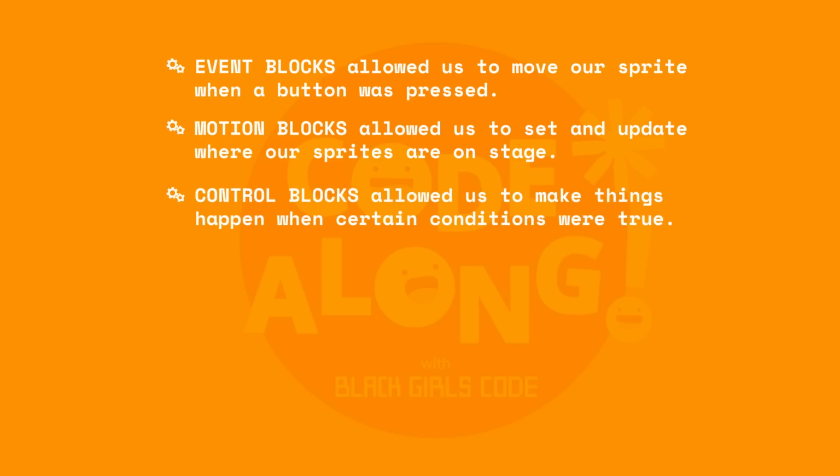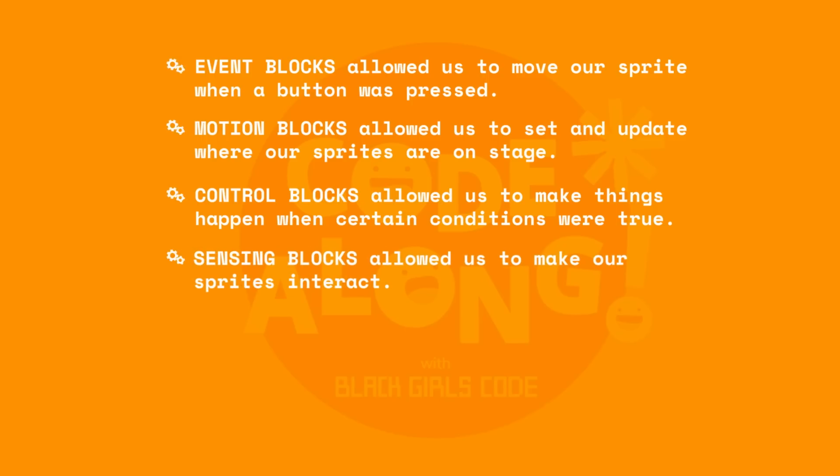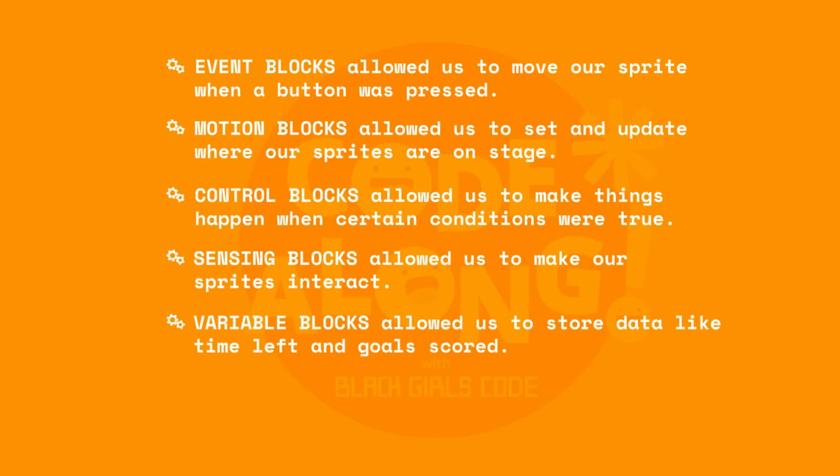Next, we explored control blocks to make different things happen when certain conditions are true and to sequence events perfectly. We also checked out sensing blocks to make our sprites interact, like checking if one sprite is touching another. And finally, we talked about variable blocks, the super useful tool for storing and updating data in our projects.